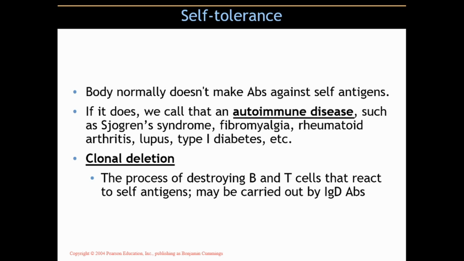So what is clonal deletion? It's the process of destroying these rogue B and T cells that react to self-antigens. And it may be carried out by IgD antibodies. Remember how I said there's still things to learn about IgD? He's a mystery. It looks like IgD may carry this out through a series of regulatory processes that will lead to the deletion, not the selection, of these cells, and removing them so that autoimmune diseases do not form within a person.